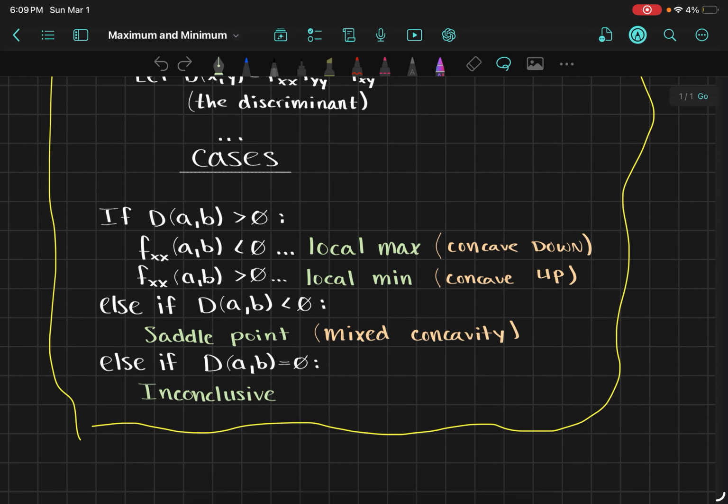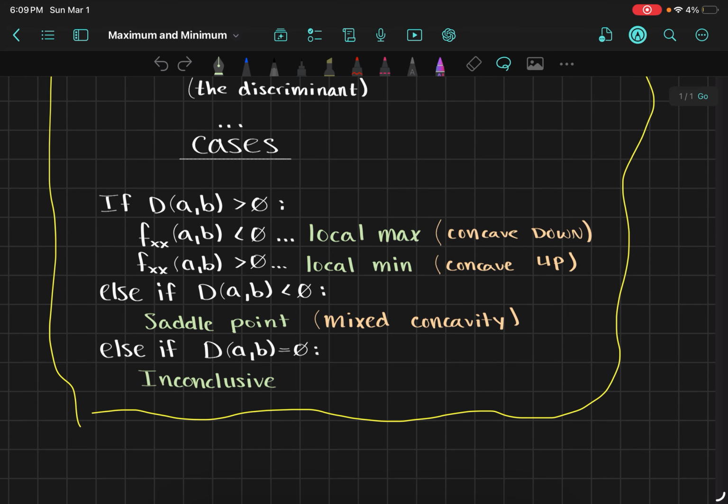If our discriminant is less than 0, then we have a saddle point. There's not much testing we have to do there, meaning it has mixed concavity. We do not know whether it is a maximum or a minimum, but we know it has mixed concavity, and therefore we know it is a saddle point. And if our discriminant is equal to 0, then our test is inconclusive. Obviously, some of these tests aren't always conclusive. In calculus 2, for sure, we know that there are a lot of tests within mathematics that are just inconclusive. So that's essentially what the discriminant is, and that's what the cases are.